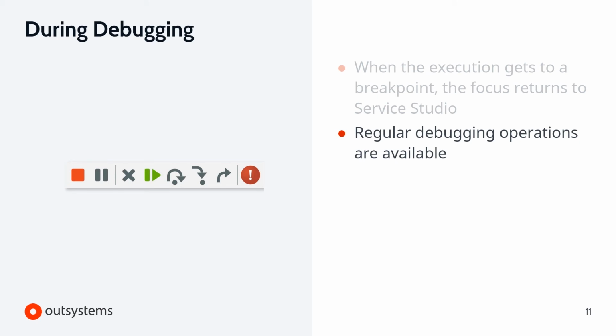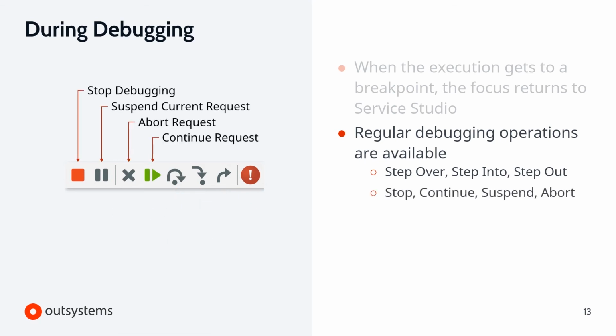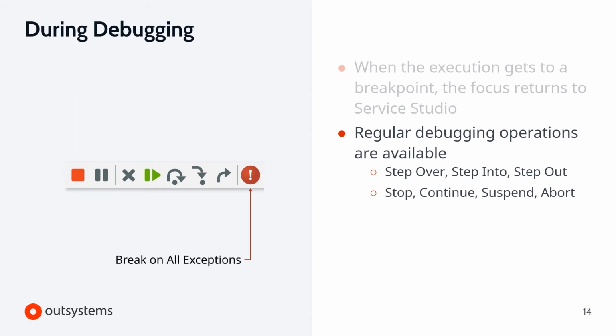In Service Studio, we can then find the regular debugging operations. The options Step Over, Step Into, and Step Out allow the step-by-step execution of the code to help the developer analyze its behavior. There are also options to stop the debugger and suspend, abort, or continue the request. Finally, we have the Break on All Exceptions option to suspend the execution of the application whenever an exception is raised.